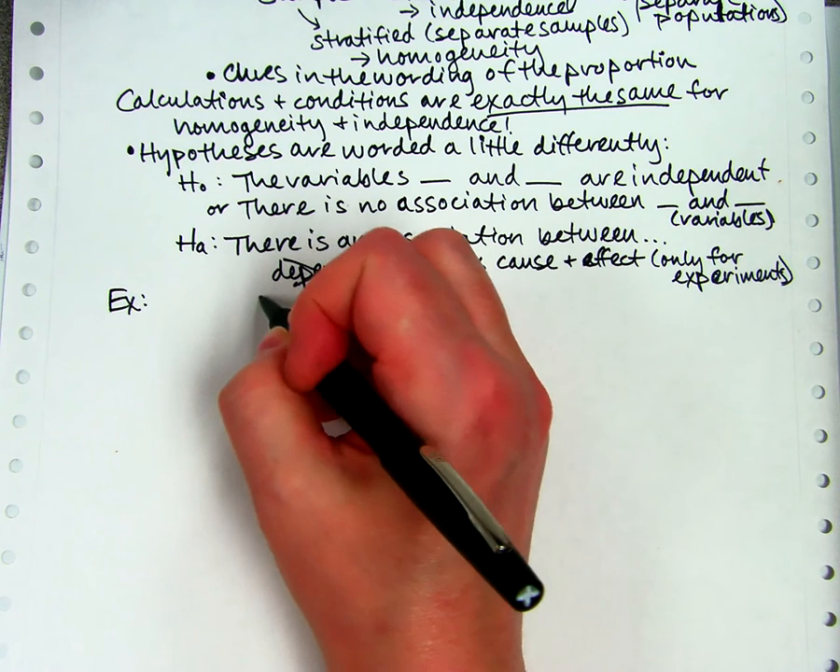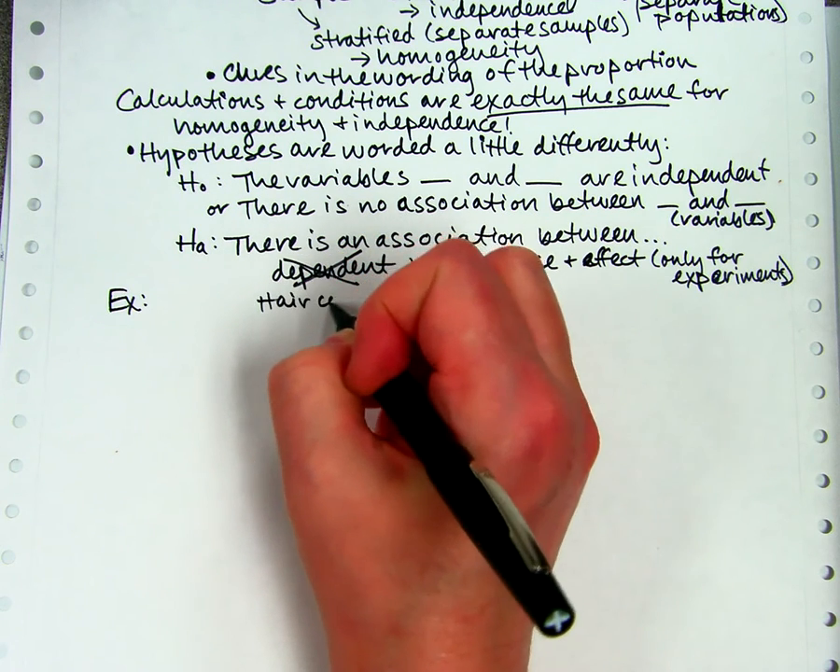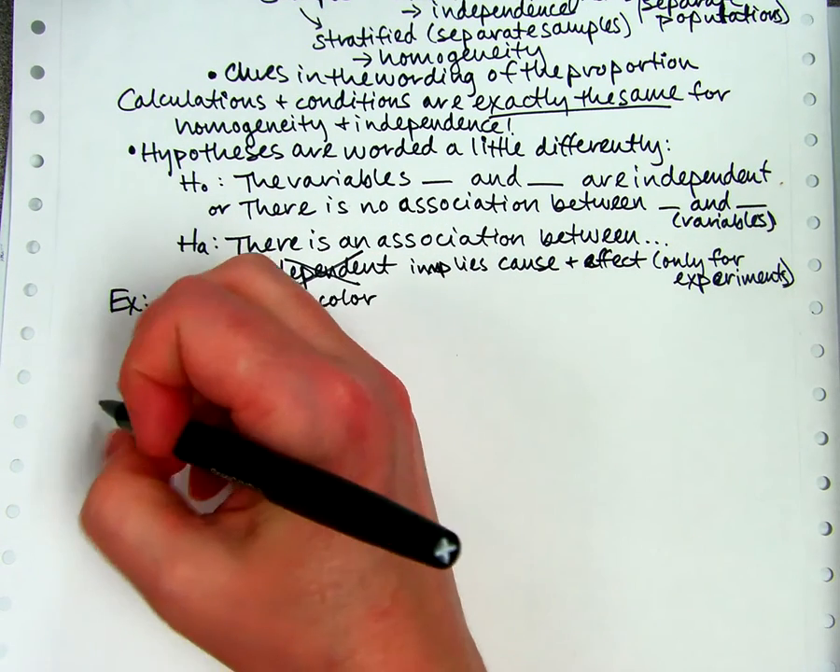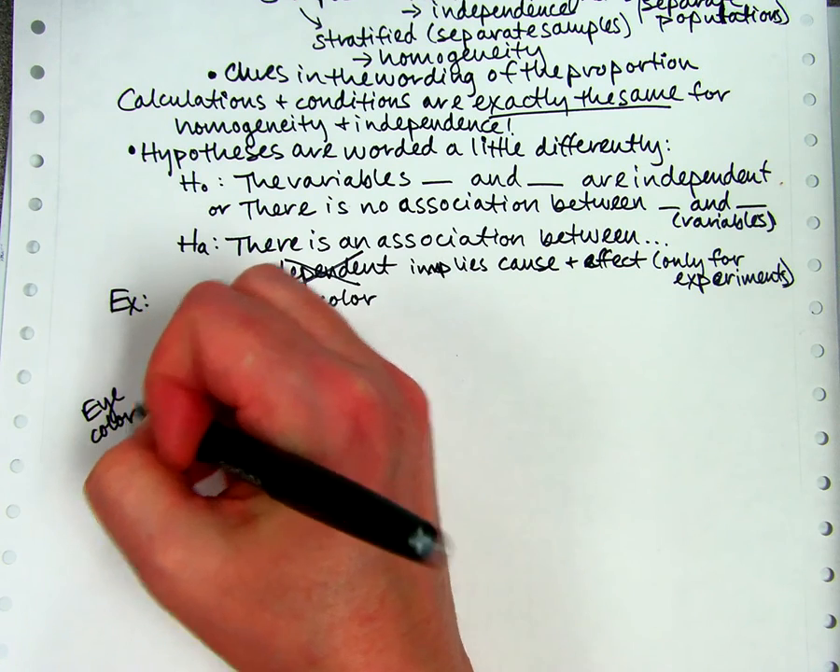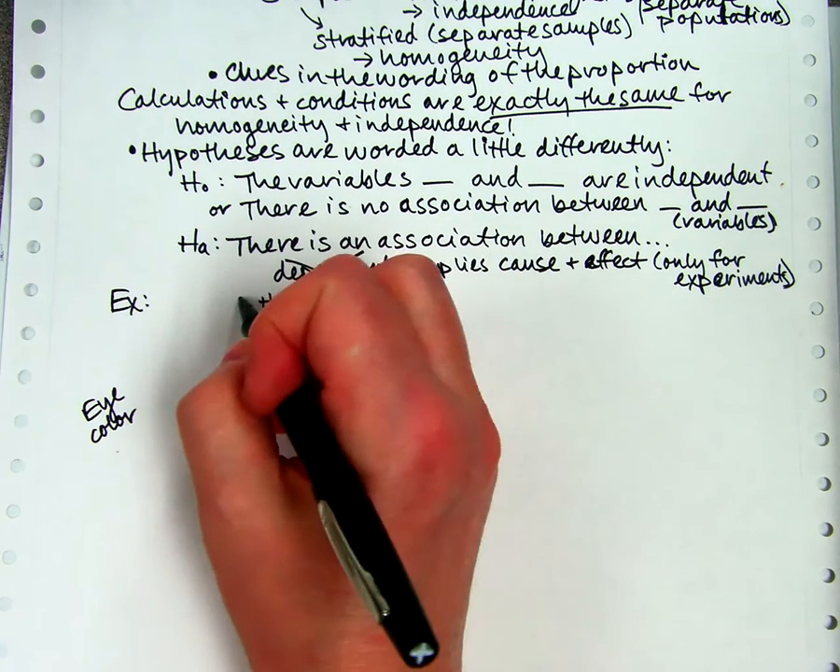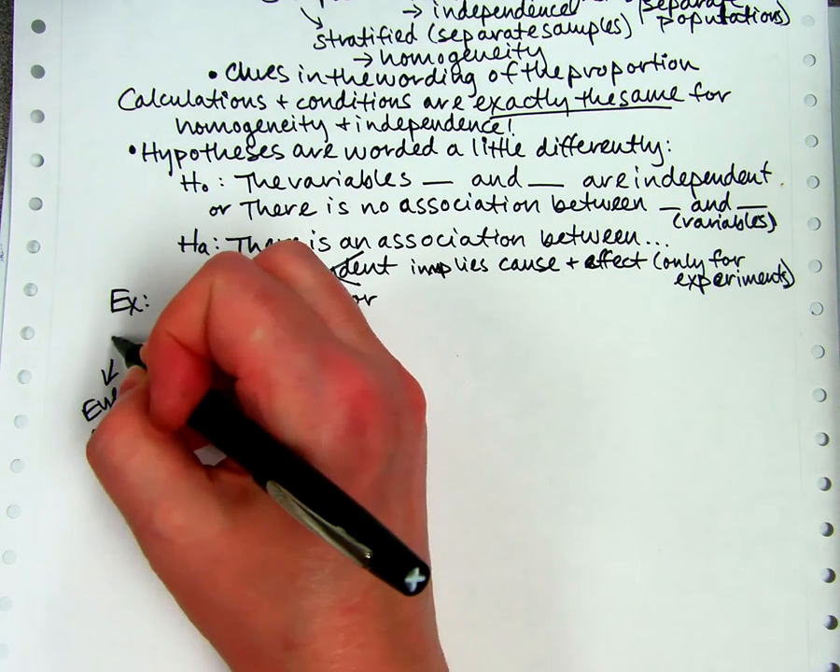We are looking at hair color versus eye color. And so these are my two variables. My hair color and my eye color are my two variables.